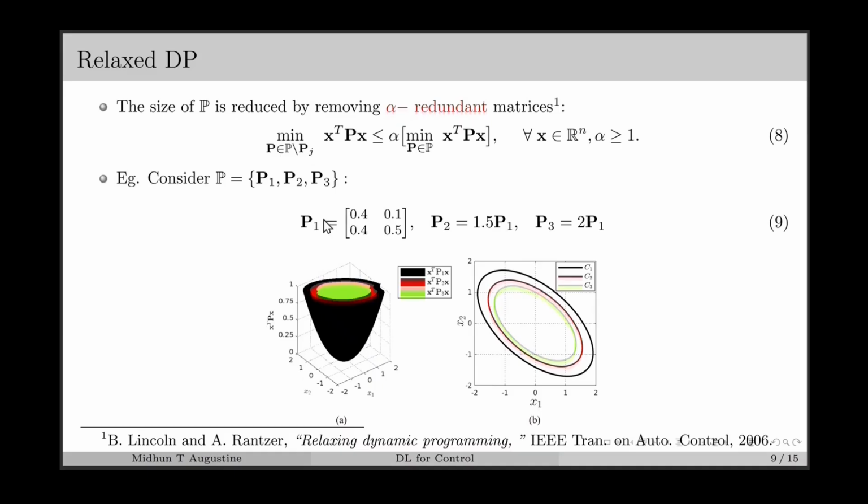And here we can see that if we consider P1, the cost is in the black color. And if we consider P2 as 1.5 times P1 and P3 as 2 P1, the costs for P2 and P3 are shown in red and green color. As we increase this scaling factor, the cost is increasing and the size of this ellipse becomes smaller. In this case, we will remove all the alpha redundant matrices and this will result in more redundant matrices and thereby reduce the size of the matrix set P. But here the optimal cost will be increased by a factor of alpha.